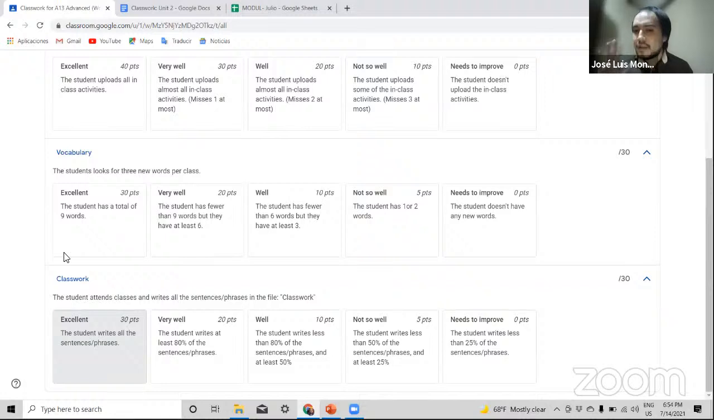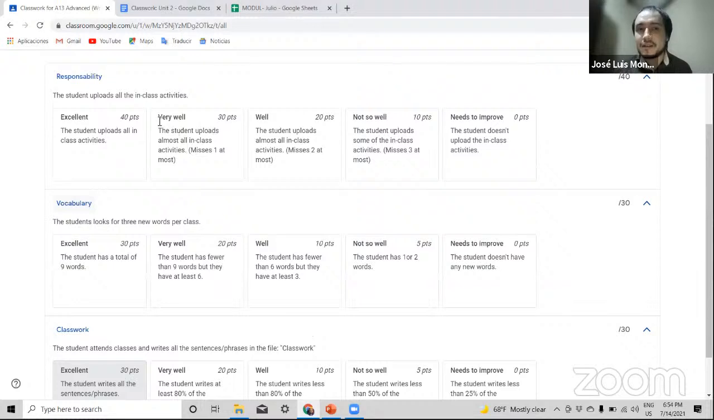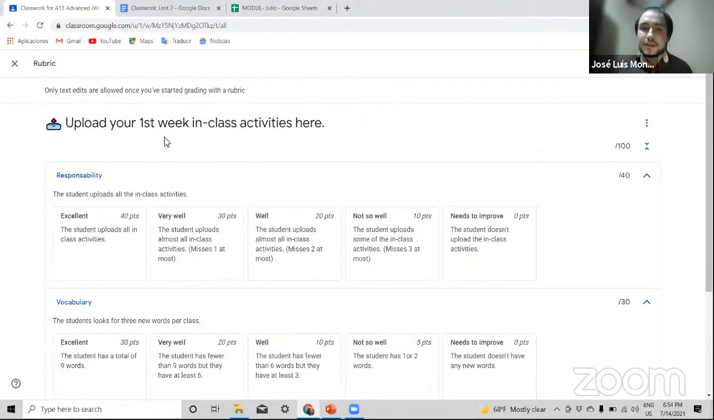That's the way that you can get 100 points with in-class activities. This was for the first week, but it's going to be the same for the second one, for the third one, and for the fourth one, all right? Until the end of this course, it's going to be the same. So that's the only thing I need you to do, all right? Upload that document with the words, copy and paste the link, and participate in class.